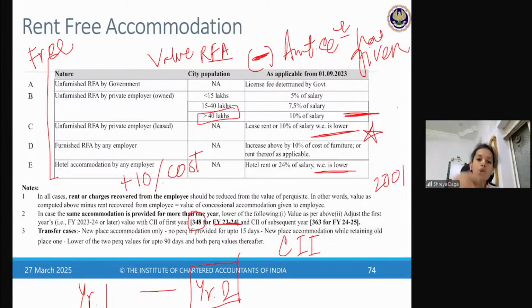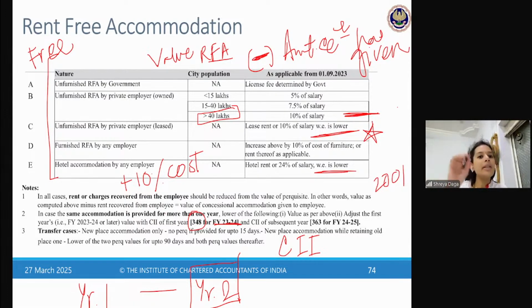Now, this law came very recently, this thing we are talking about, the need to do inflationary adjustment in rent-free accommodation. The first year has been defined in the law, and that happens to be FY 23-24. Only in the last year this law came. So your question will say that the property was given in FY 23-24 and the employee is also using it in FY 24-25. The previous year for your purpose is FY 24-25, right? So it becomes the second year in your example. 24-25 is the second year of use, and the first year of use was 23-24.